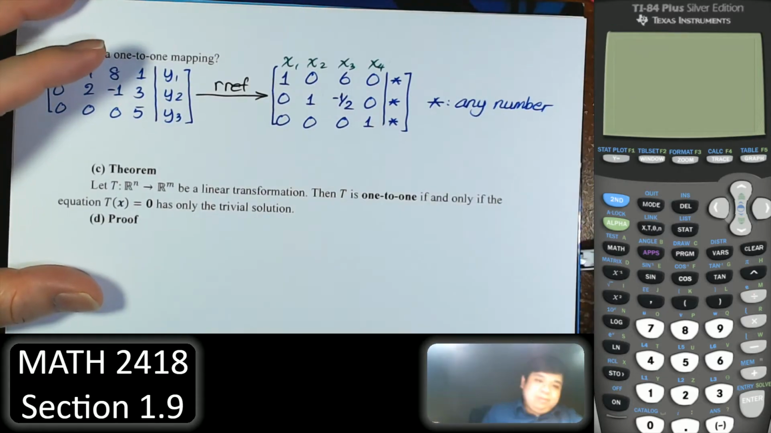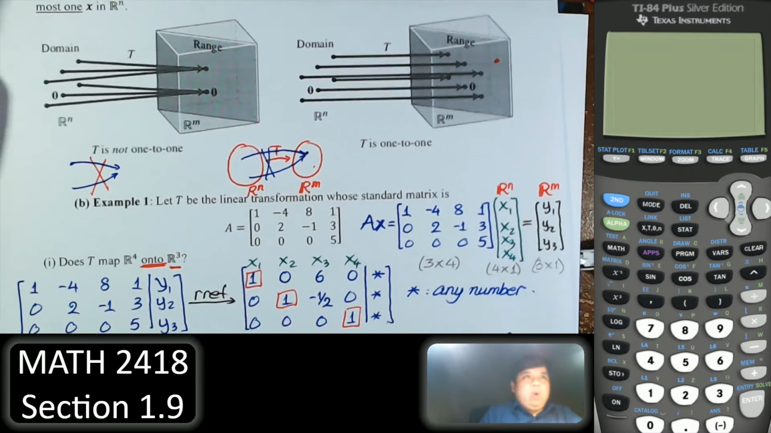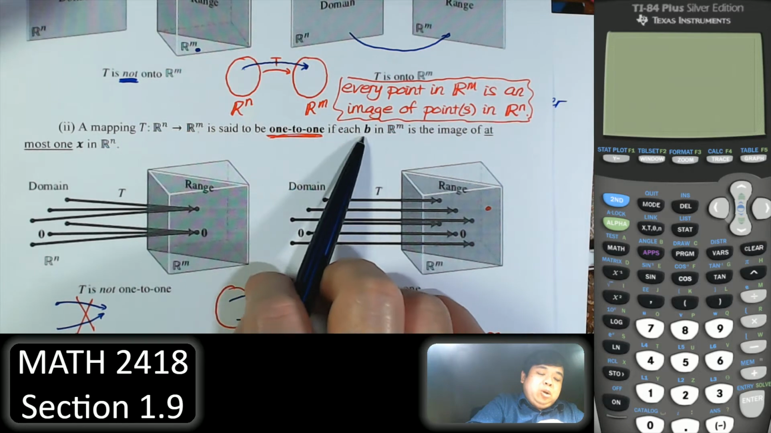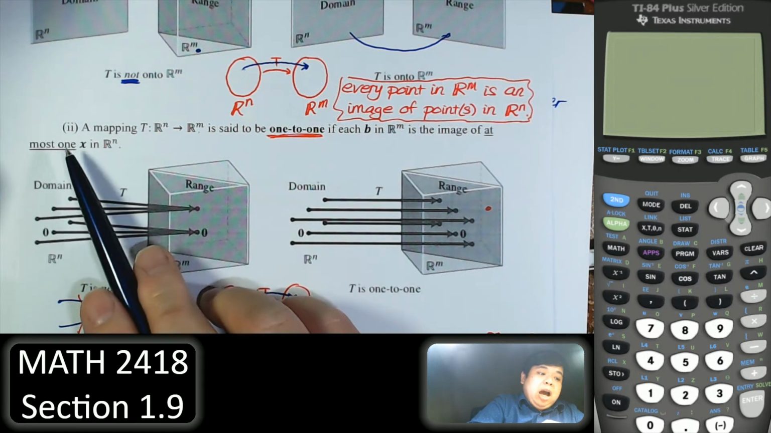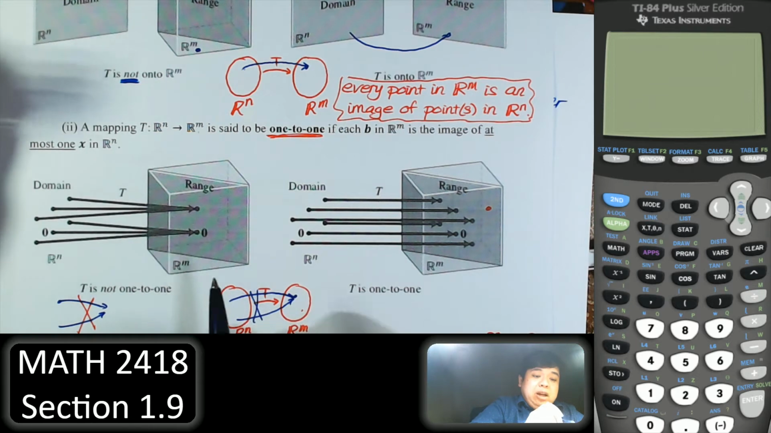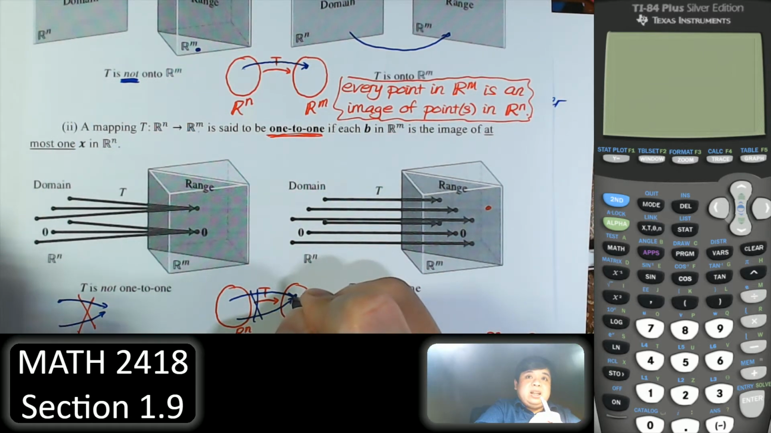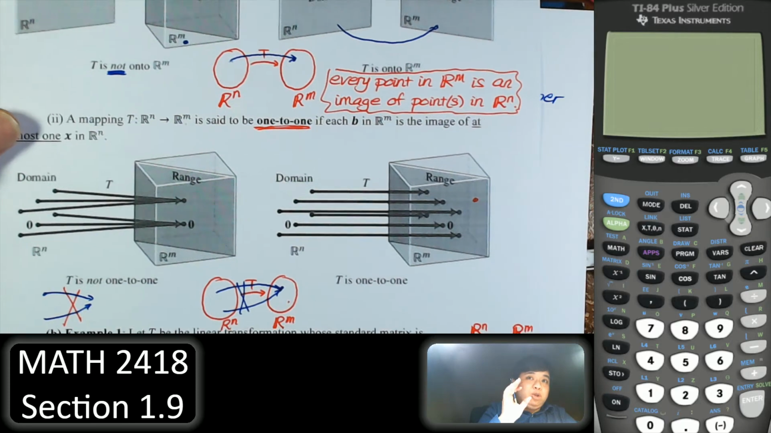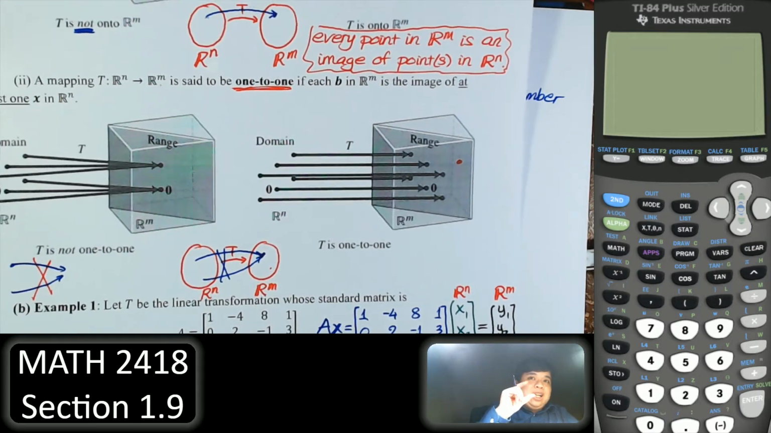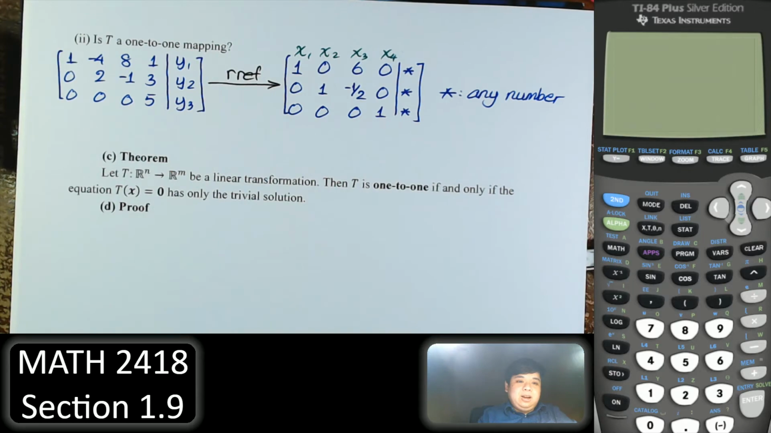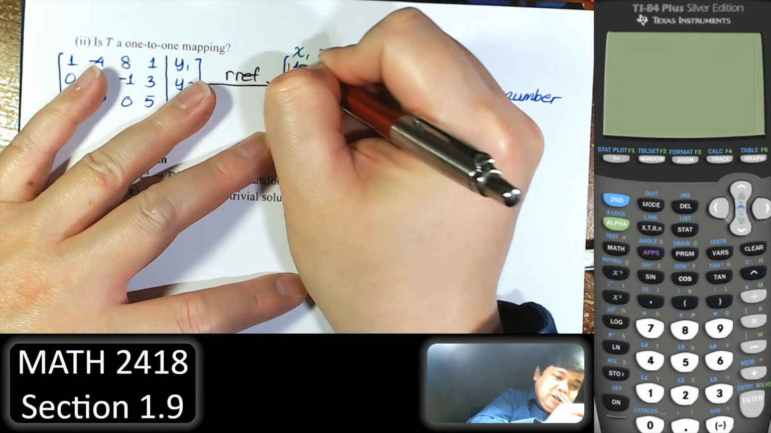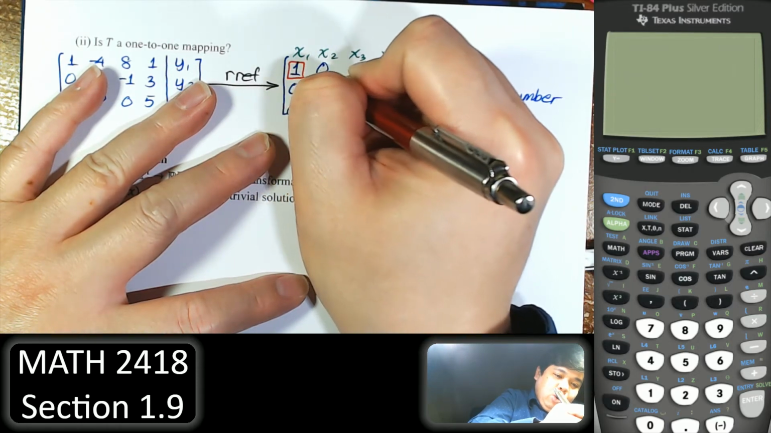Alright. Now, what is the definition of one-to-one? A mapping is said to be one-to-one if each b in Rm is the image of at most one x in Rn, meaning that if there's one point on the target, only one arrow can point to it. There cannot be two guys shooting at the same point on the target. Now think about this. One here, and one here.